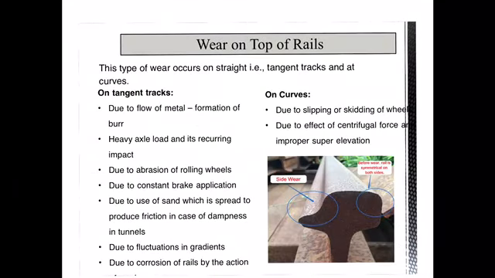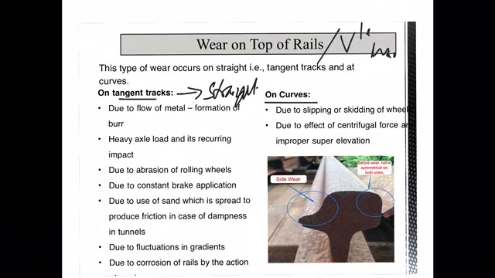The first type of wear that you can see is the wear on the top of the rail. That will occur on the top end of your rail section, so that is wear on the top of the rail. That can also be called the vertical wear. This vertical wear can occur both on the tangent track as well as on the curve. Tangent track is nothing but the straight track. Now, the reasons which cause the wear on the rail section of the tangent tracks and the curve section will be discussed.